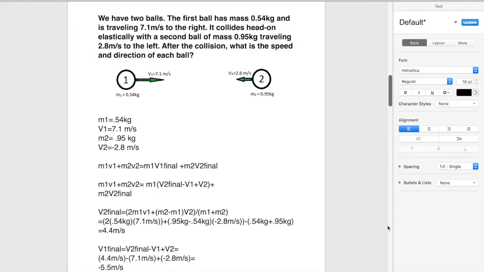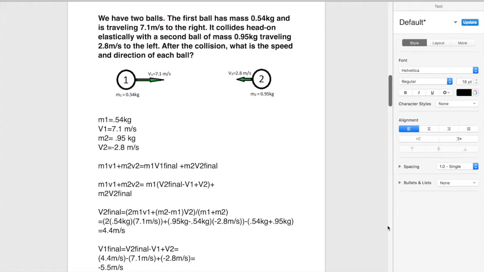So now our equation is m1 v1 plus m2 v2 equals m1 times, in parentheses, v2 final minus v1 plus v2, close parentheses, plus m2 v2 final. So after further simplifying to solve for v2 final, we're left with v2 final equals, in parentheses, 2 m1 v1 plus, in parentheses, m2 minus m1 times v2, close parentheses, all divided by m1 plus m2. Now we can substitute our variables, and we receive that v2 final is equal to 4.4 meters per second.